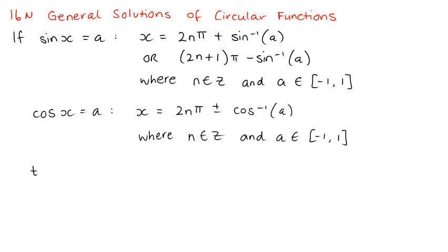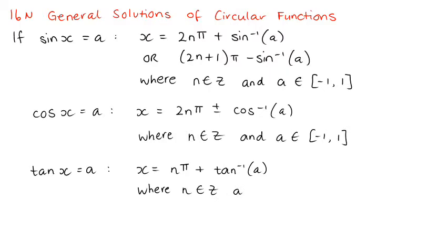And the last one is tan x. Our general solution is x equals n times pi plus inverse tan of a, where n is a positive whole number. And this time a is just any number within the real set. Let's go into an example.